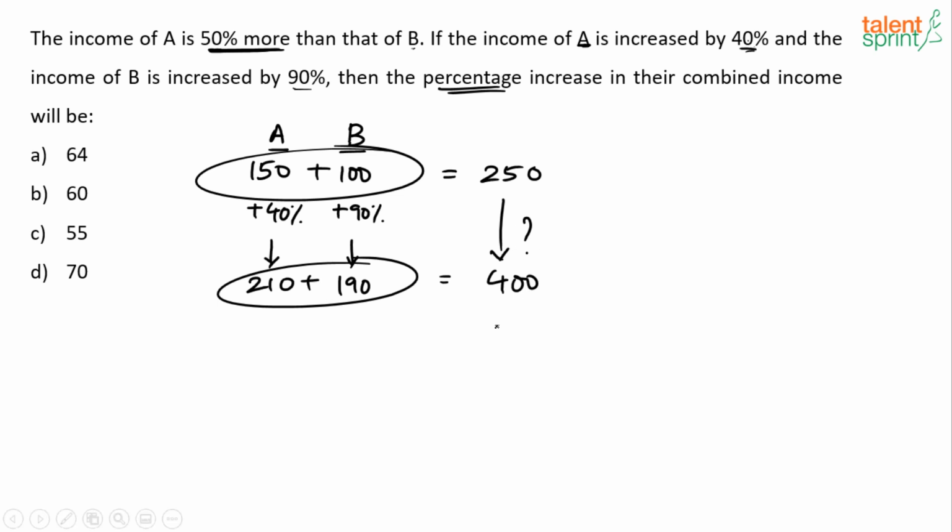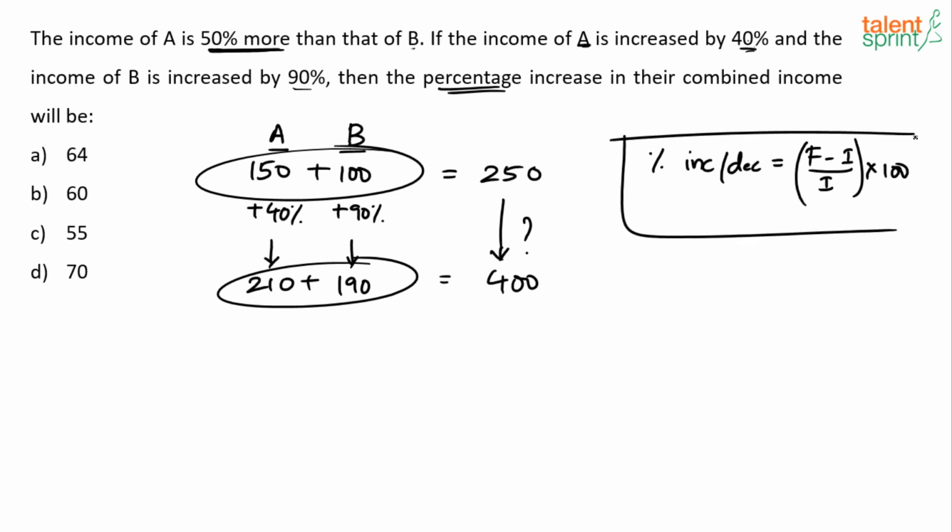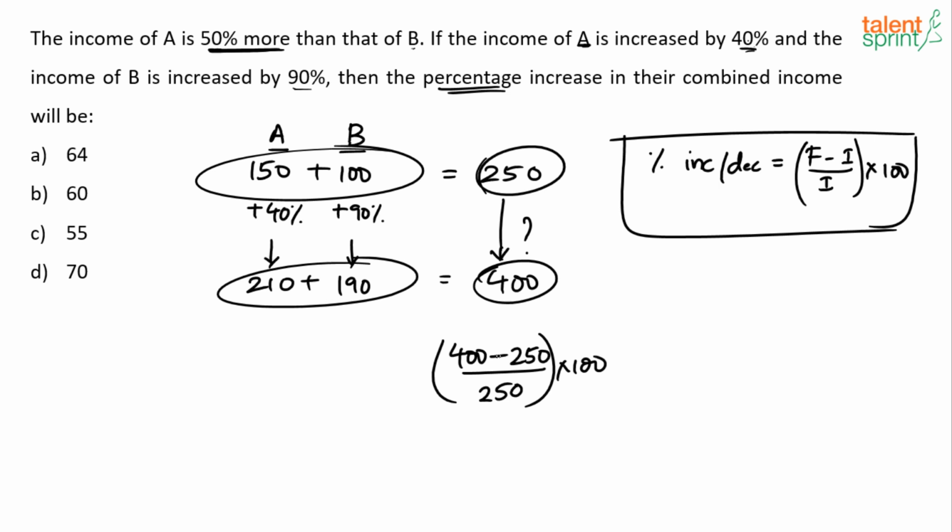How do you find out percentage increase? Remember, important formula. Percentage increase or decrease is always equal to final value minus initial value by initial value into 100. So what is final? 400. What is initial? 250. So do 400 minus 250 by 250. The base should always be with respect to the previous value, the initial value. So 400 minus 250 is 150. 150 by 250 is like 3 by 5, which is 60%. Option B is the answer.